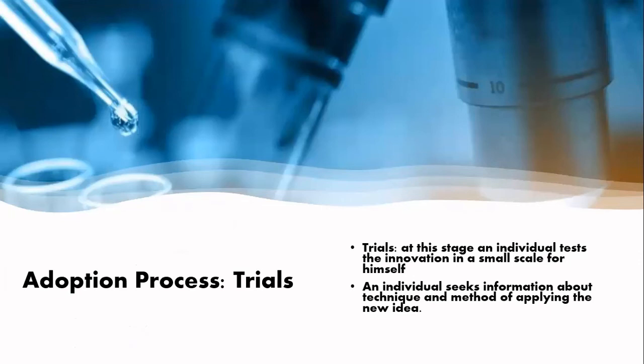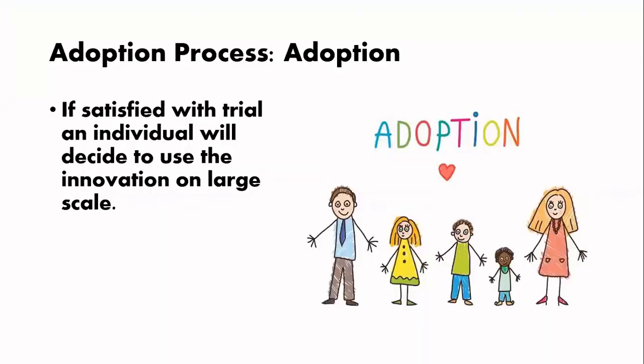After that, he wants to try it. Trial is the stage where the individual tests the innovation on a small scale for himself to gain some understanding. Okay, I have to try this product my own way and check whether this solution gives me the correct results, whether this is what I am expecting. So personally he must do the trial. At the trial stage, the individual seeks information about the technique and method of applying it. He tries, makes some errors, and personally decides on continuation. If he is happy with that process, then he goes with adoption of the new process, right?